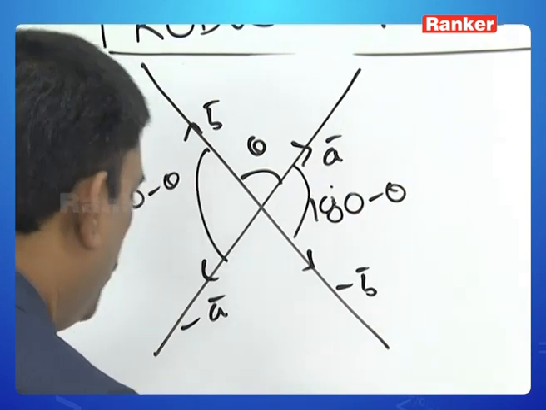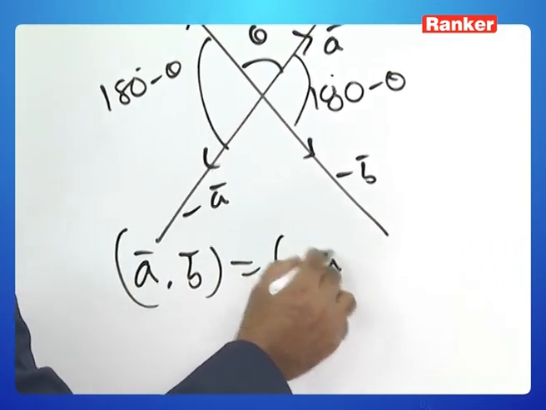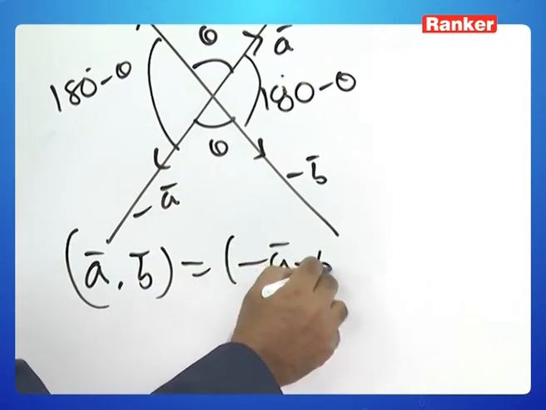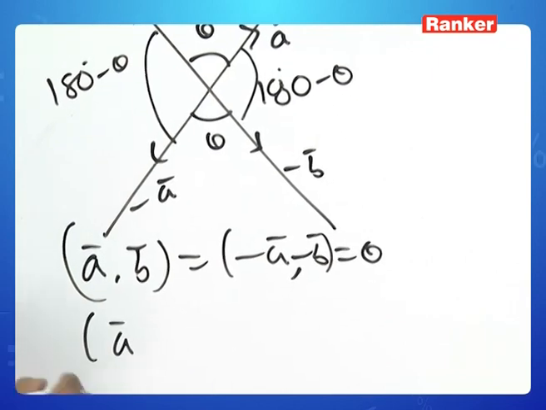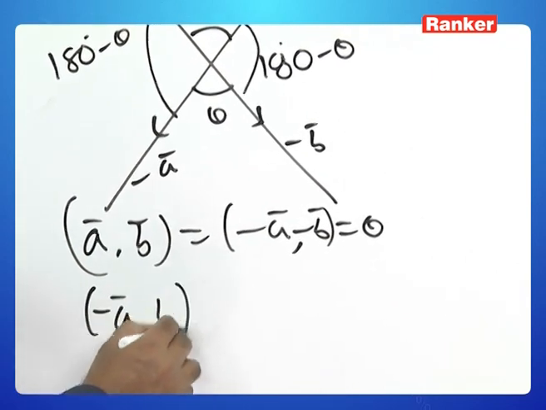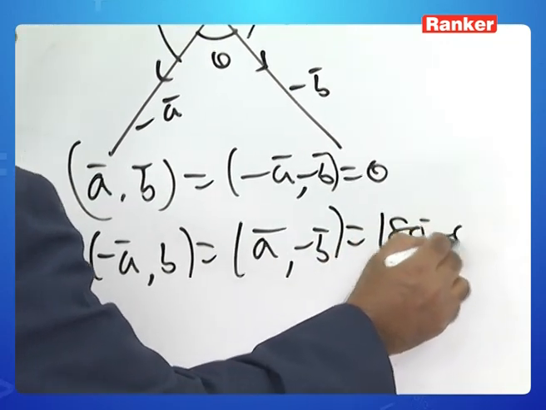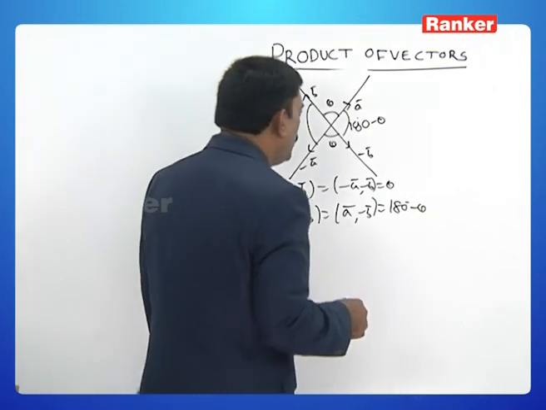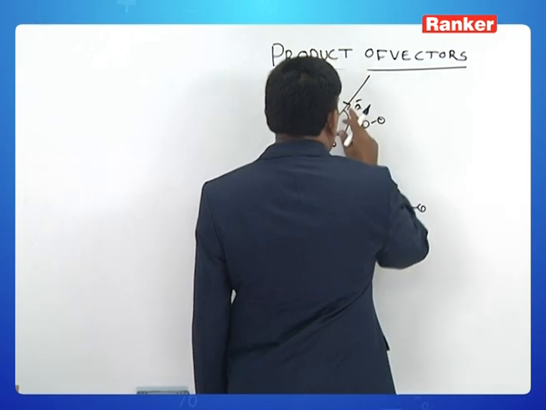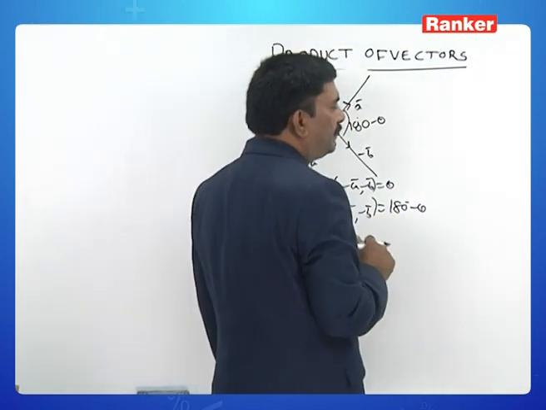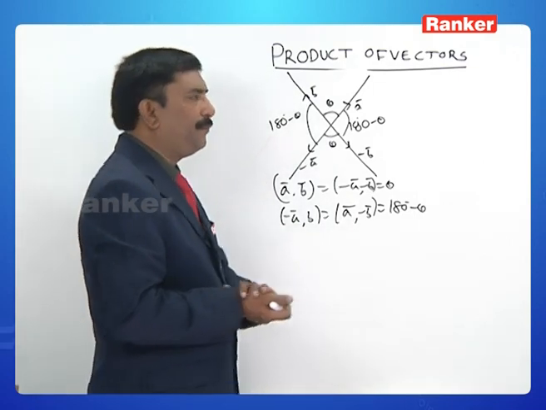180 minus theta means the angle between A bar comma B bar is equal to this, and also theta minus A bar comma B bar is equal to theta. The angle between minus A bar comma B is the same as A comma minus B bar, which is equal to 180 minus theta. Now, if the angle between the two vectors is theta, and theta is equal to 90, then they are perpendicular.